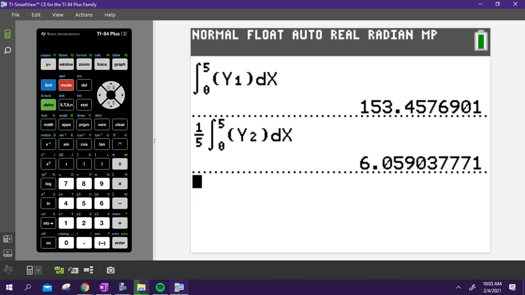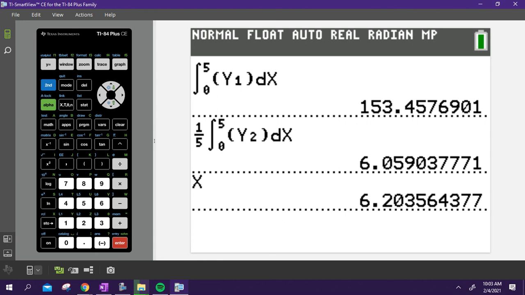Since the last thing I found was that 6.204 number, if I just hit the X button and hit enter, there is that number that I was just talking about. It's all written out there for me, 6.203. I want to save that as the letter A.